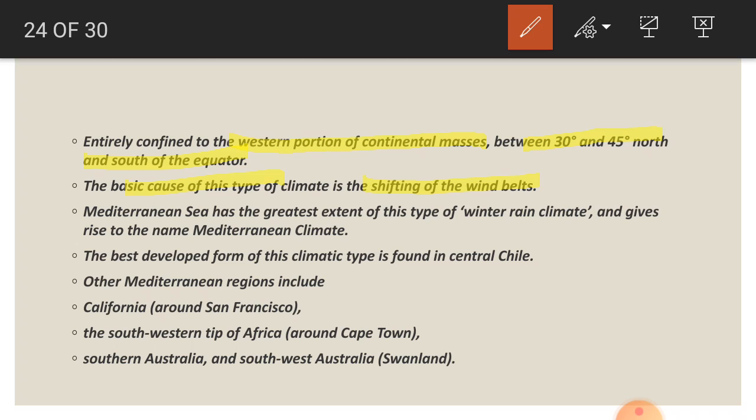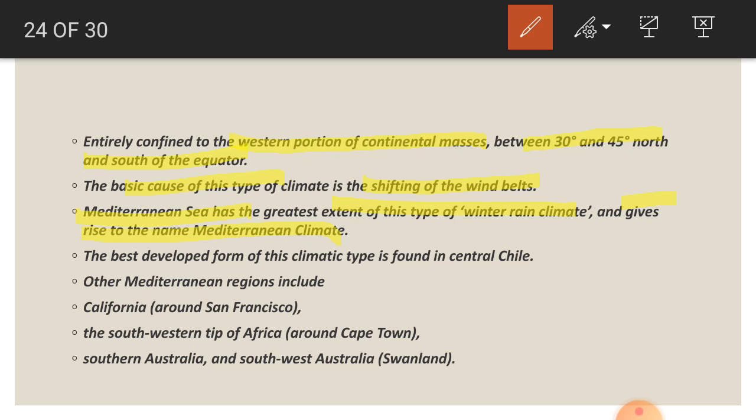Obviously, most of the weather phenomena take place because of the shifting of the wind belts. The Mediterranean Sea has the greatest extent of this type of winter rain climate. So in the Mediterranean Sea, we will find a distinct feature: rain comes in the winter season and gives rise to the Mediterranean type of climate.